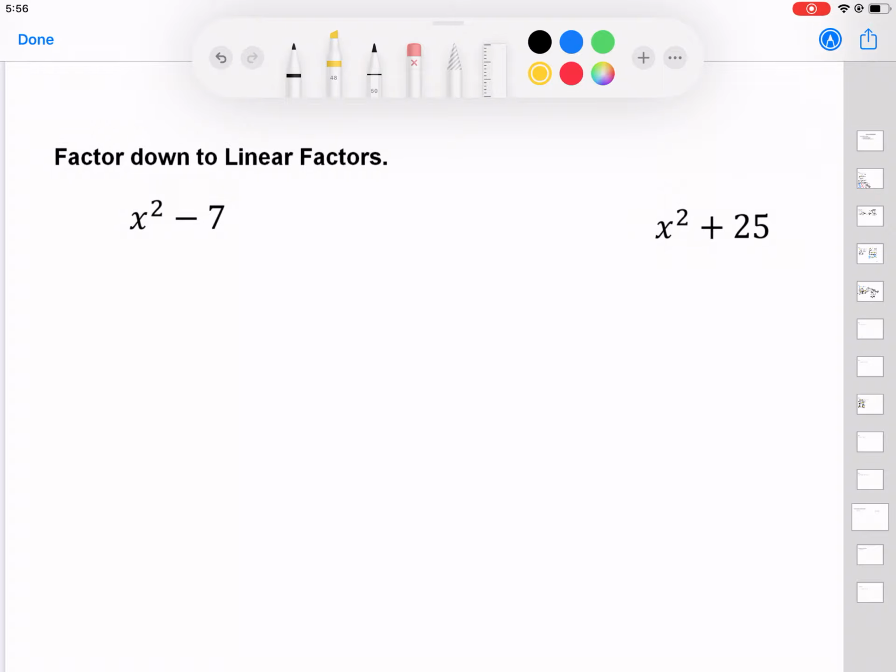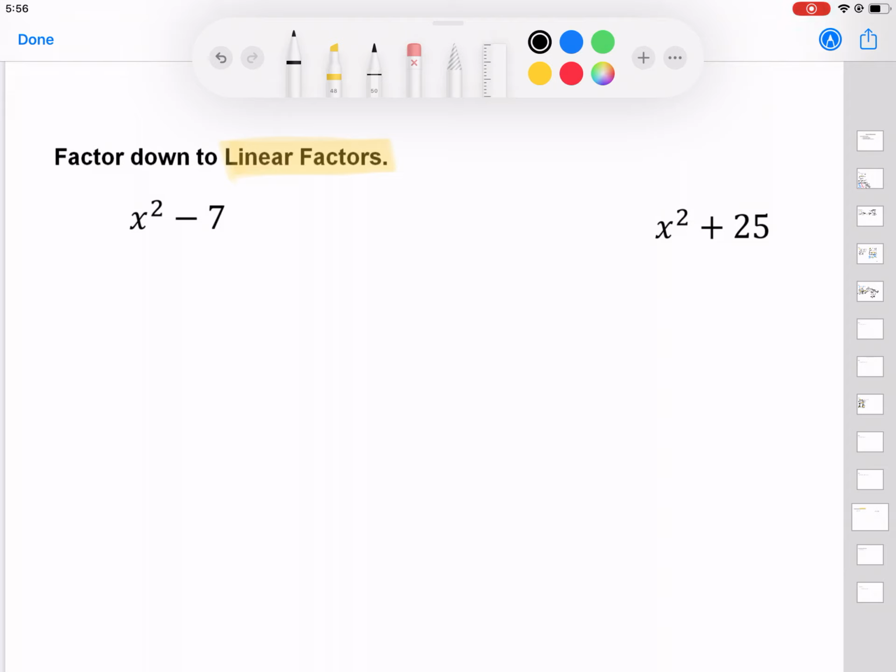The homework might ask you to factor down to linear factors, and I just want to show you what that means. You won't do this very often in your mathematical career, but it's good to see it at least once. So when I tell you to factor down to linear factors, I am telling you to factor it down more than what you would normally do. So for instance, x squared minus 7 doesn't typically factor down more. We wouldn't typically go further, but we are going to go further.